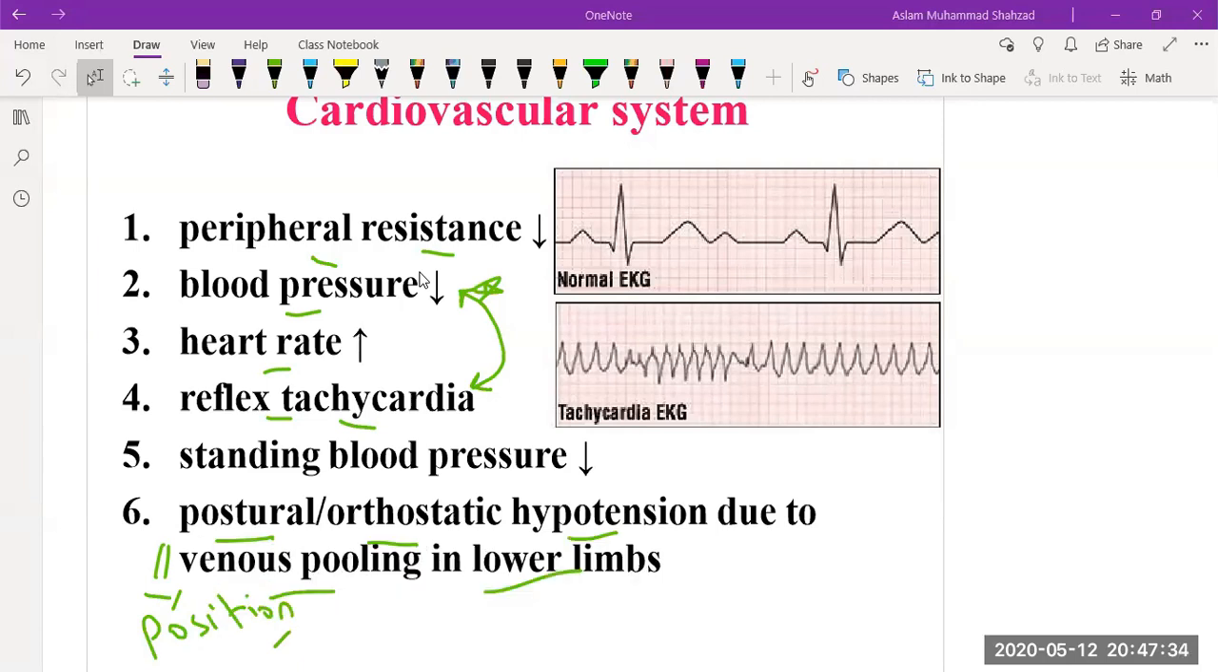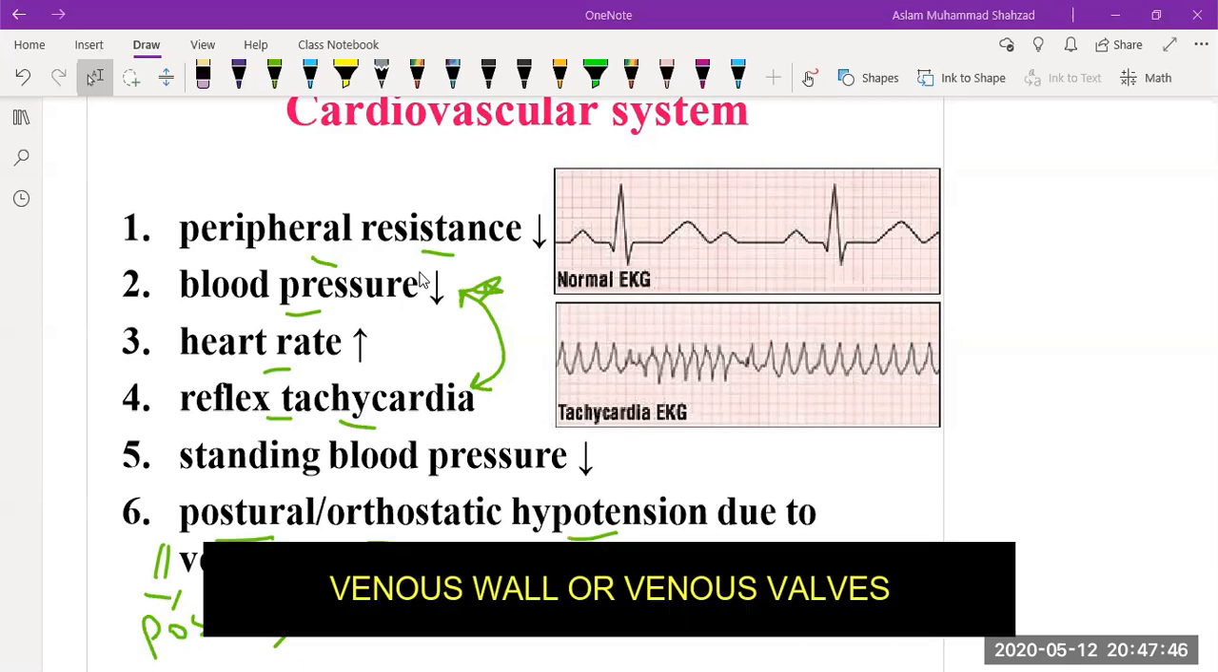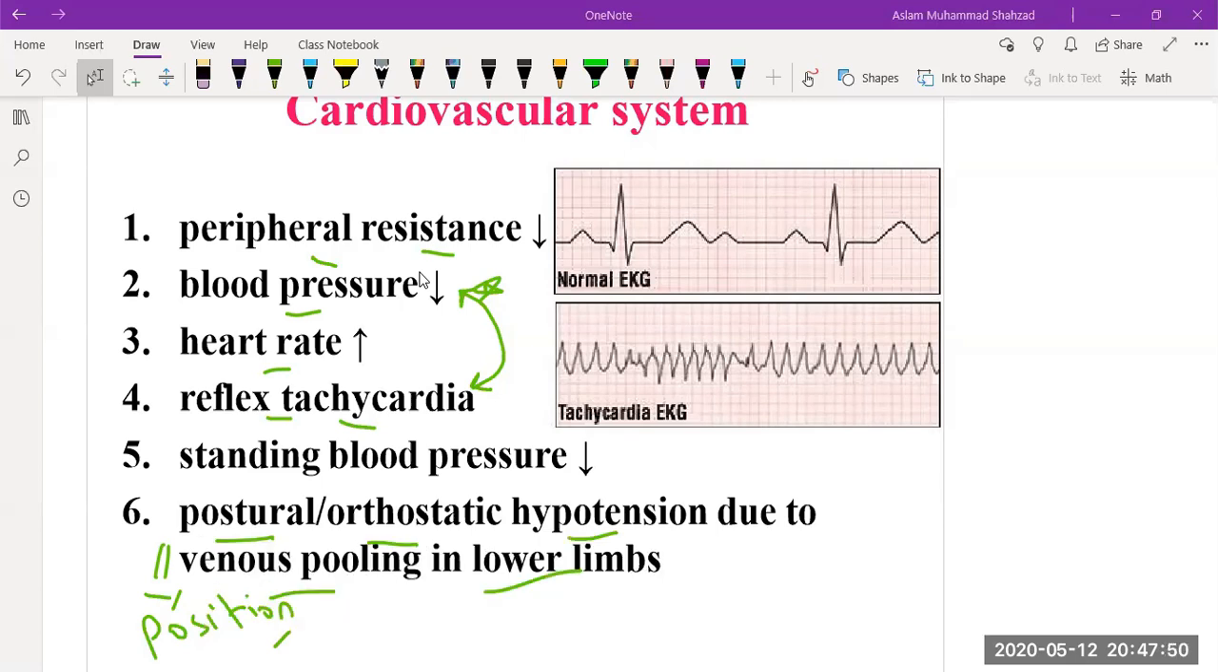What is meant by stasis? Stasis means to stay at a certain level or certain position. Here, with venous insufficiency, the blood will stay in the venous wall or venous valves. That's why the blood will pool, and then it is unable to pump the blood back to the heart. So that occurs. And why does this occur? Because of the low blood pressure that we discussed.